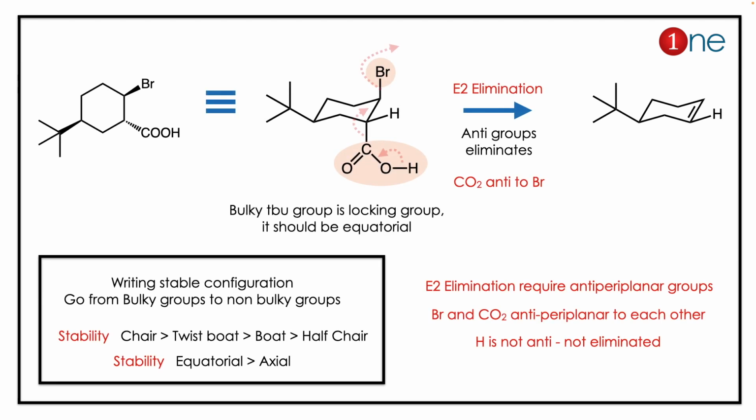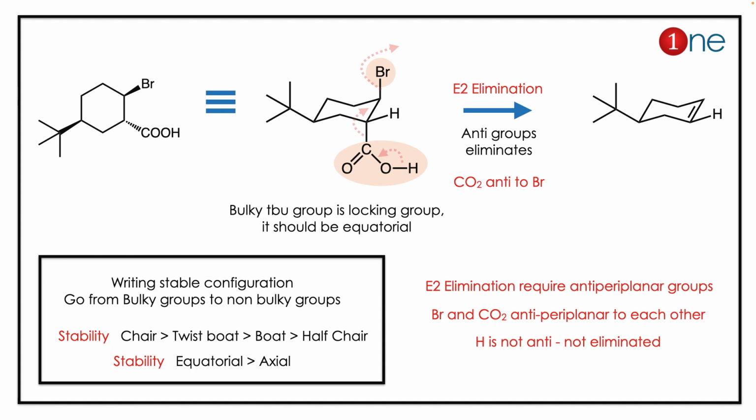Here the problem is in the plain side. You have to draw the cyclohexane in the chair form, because it is the more stabilized form. Chair is more stable than twist boat, then half chair. So we redraw it in the chair form. Here bromine and acid are trans to each other, not the hydrogen.